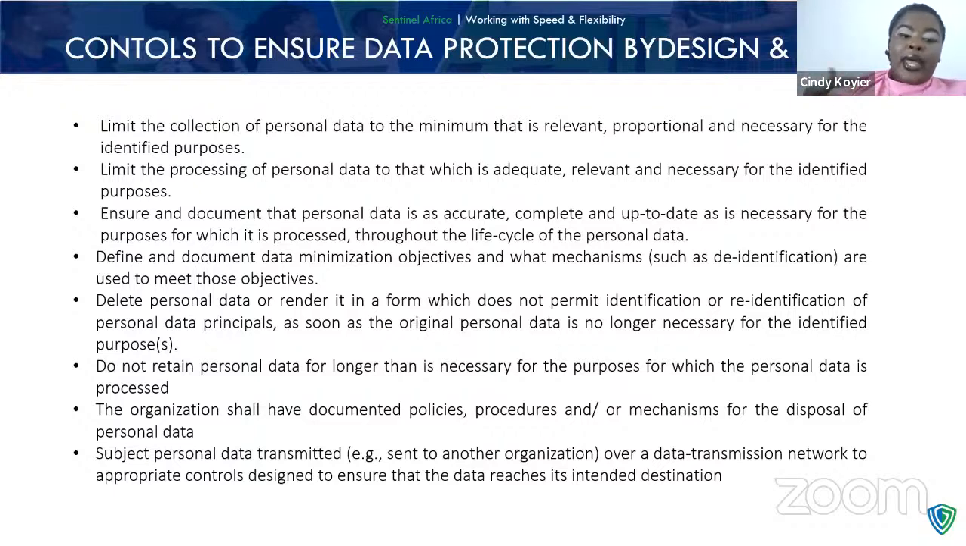And then also, where there's any personal data that is subject to transmission, we should make sure that there are appropriate controls when it comes to transmission of this data, so that it only reaches the people it is intended to reach. So these are just some of the controls that we can have in place to ensure and demonstrate that we are actually employing the technical measures requirement, that is data protection by design and by default as well.